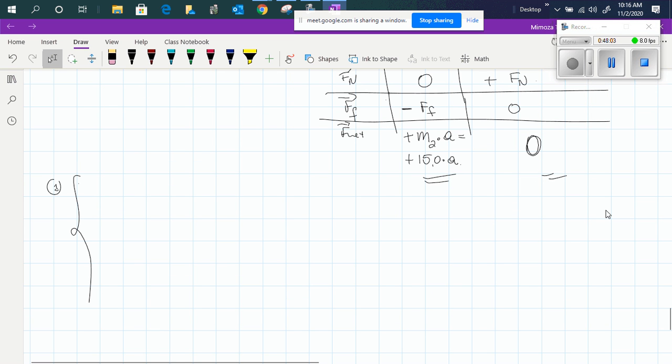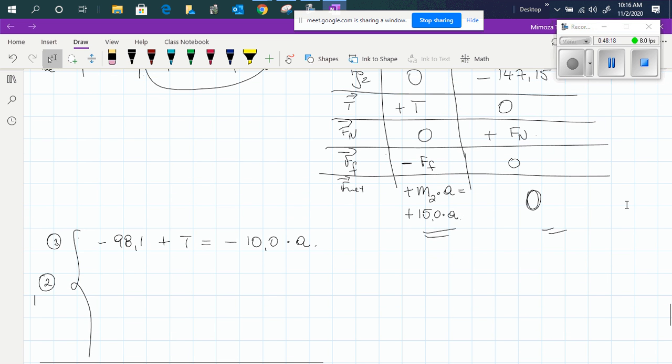From object 1 horizontal, we have negative 98.1 plus tension is equal to negative 10 times acceleration. From the horizontal of object 2, what we have is tension minus force of friction is equal to positive 15 times acceleration. And from the vertical of object 2, what we have is negative 147.15 plus force normal is equal to 0.